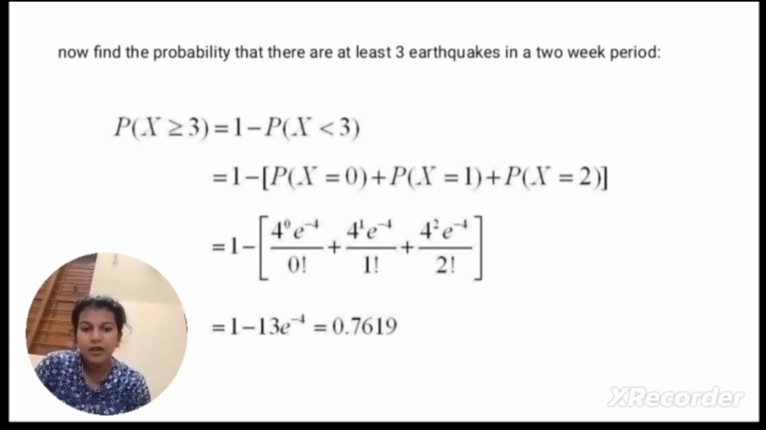After substituting the values 0, 1 and 2 in that equation, we get 1 minus [4 power 0 e power minus 4 divided by 0 factorial plus 4 power 1 e power minus 4 divided by 1 factorial plus 4 power 2 e power minus 4 divided by 2 factorial]. After calculating those values, we get 1 minus 13 into e power minus 4. After calculating this value, we get 0.7619 as the probability of at least 3 earthquakes in a 2-week period.